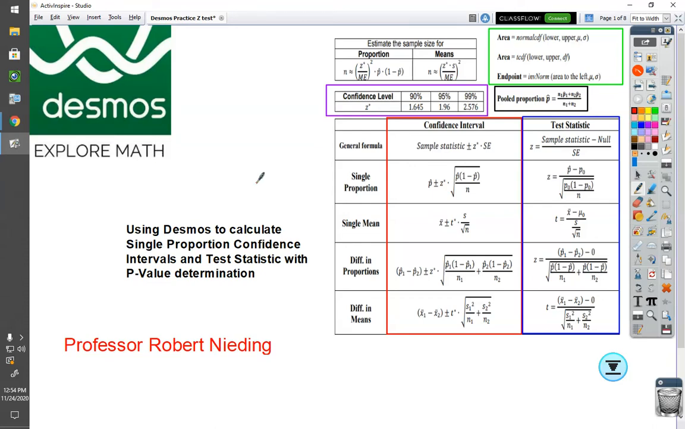This is Professor Needing, and I am going to show you how to use Desmos in order to calculate a single proportion with a confidence interval, a test statistic, and a p-value determination. We're going to want to use our formula sheet, which shows our confidence interval levels, our test statistics, our z-stars, and our pooled proportion notations.